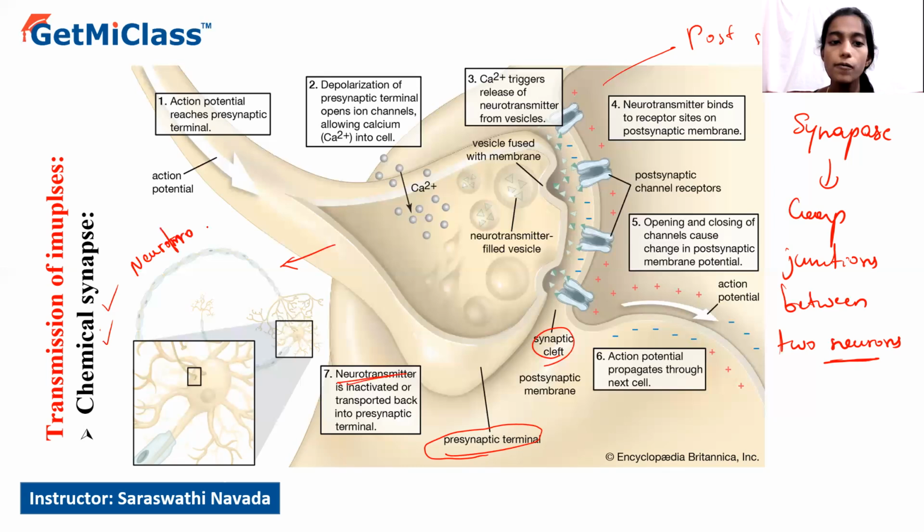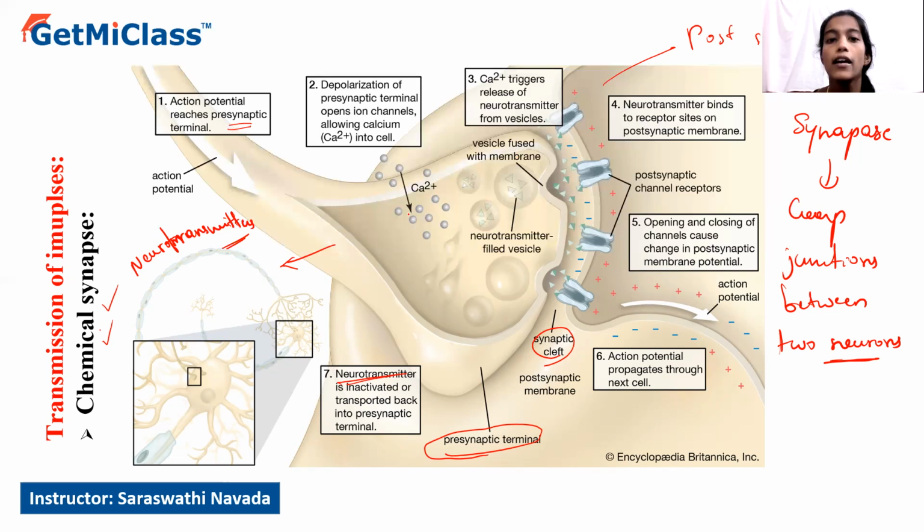So these neurotransmitters are going to carry the nerve impulse from the presynaptic to the postsynaptic neuron. So what is the mechanism involved in the chemical synapse? We'll see. Here, generation and reaching of the action potential in the presynaptic neuron leads to the depolarization of the presynaptic terminals.